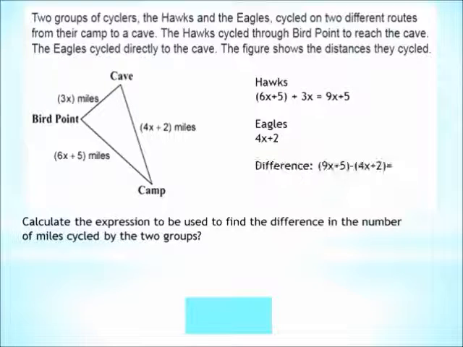So let's see. What do we have? We have a difference of 9x plus 5 minus 4x plus 2. And that's going to give us 5x plus 3 for a grand total difference.